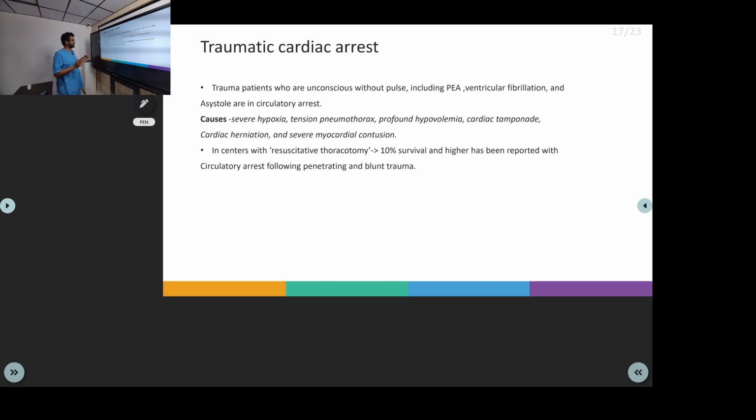The other life-threatening complication is traumatic cardiac arrest. When a cardiac arrest occurs due to trauma, the patient can be without pulse, including PEA, VF, or asystole. The patient can have hypoxia, pneumothorax, profound hypovolemia, cardiac herniation and severe myocardial contusions. This will cause the cardiac arrest. So there is very little chance of survival in this condition, and survival of more than 10% is not seen in cases of resuscitative thoracostomy.